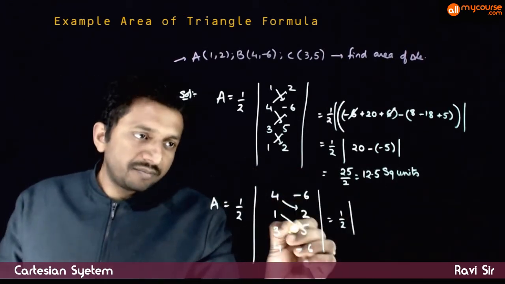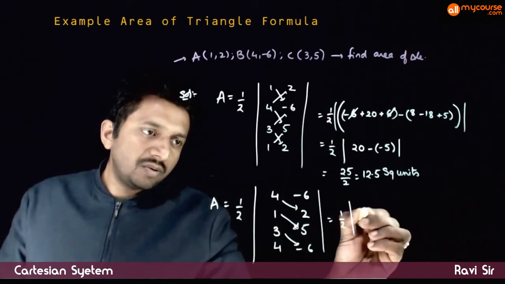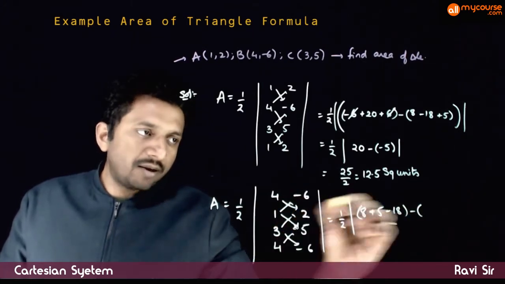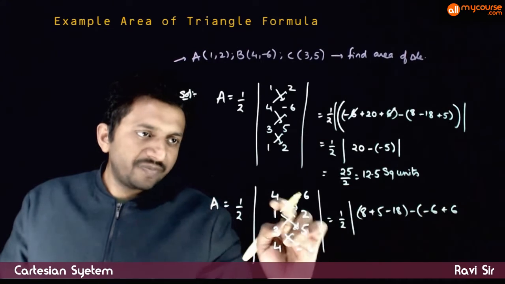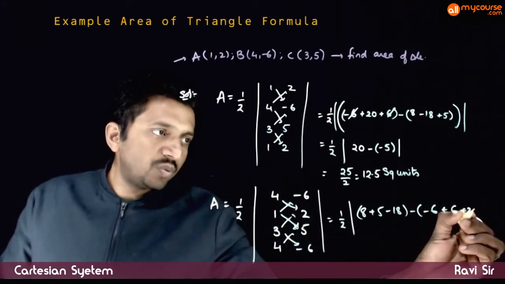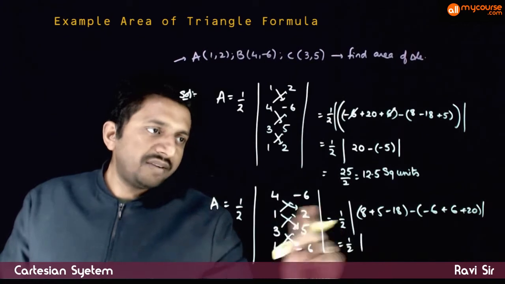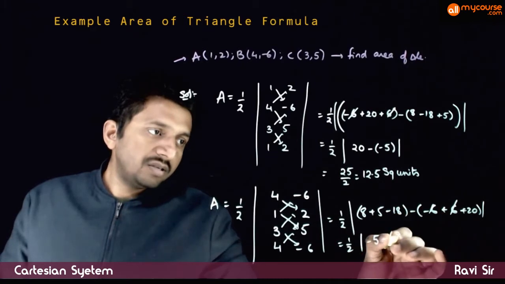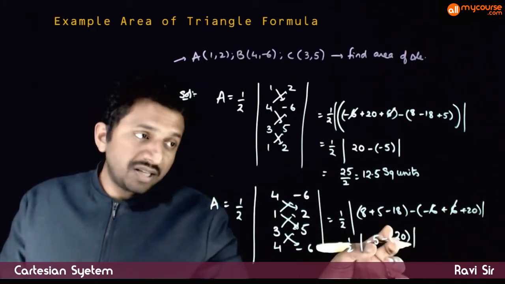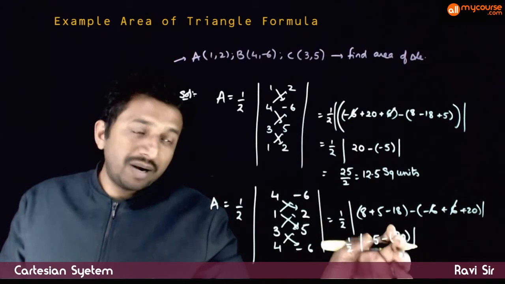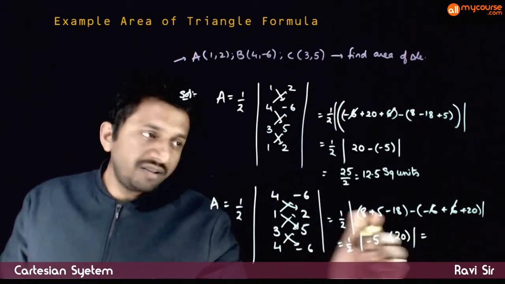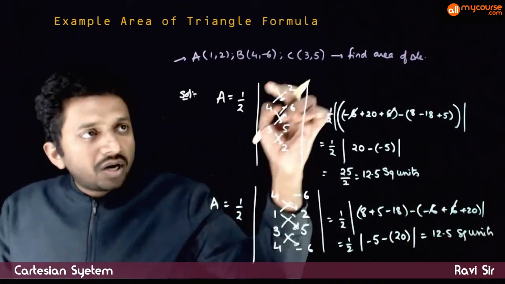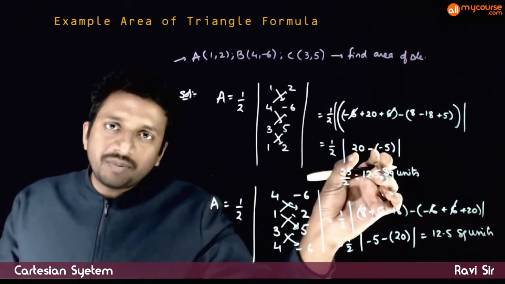So the downward arrows are positive. So 8 plus 5 minus 18, minus of upward arrows, which are minus 6 plus 6, minus 6 plus 6 plus 20. That is equal to half times 13 minus 18, which is minus 5, minus of 20. So this time, as you can see, you get minus 25. But once you take mod, it becomes plus 25 by 2, again 12.5 square units.